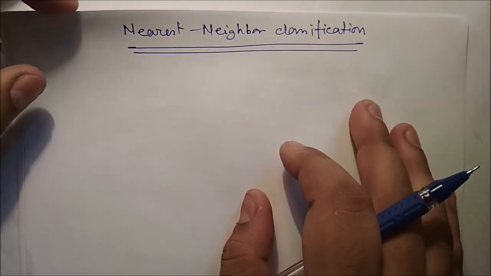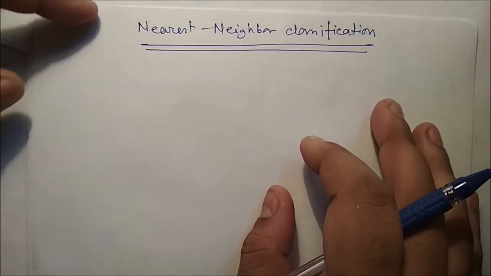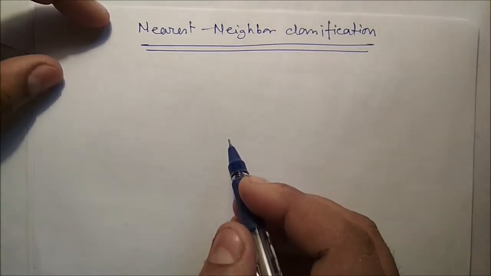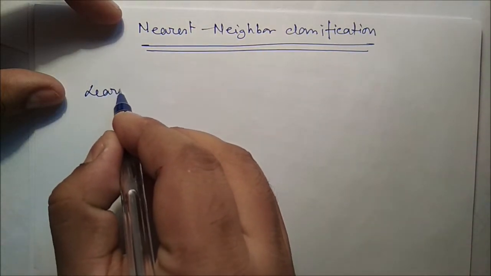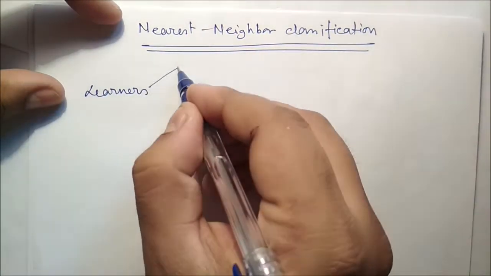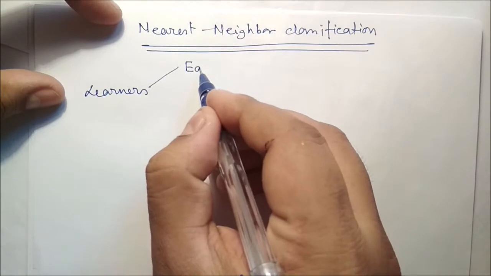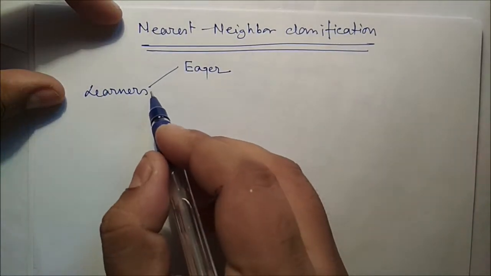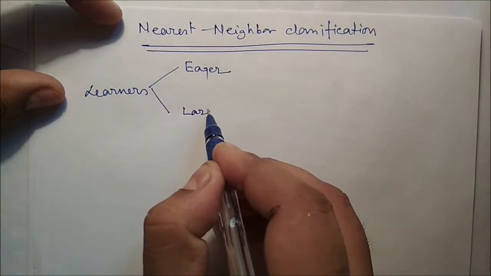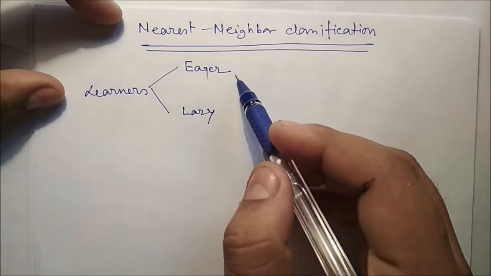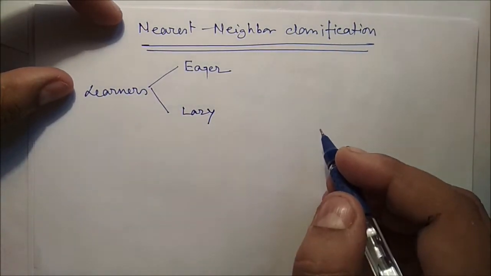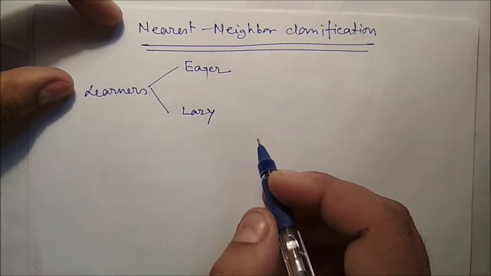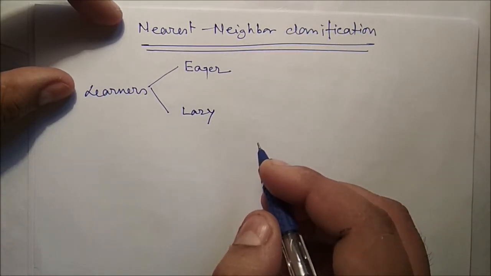Okay, welcome back friends. Here we discuss nearest neighbor classification. Now the learners are of two types: eager learner and lazy learner. In eager learner, we create a model using training data and then use the model. And in lazy learner, training data is used only when it is needed to classify.